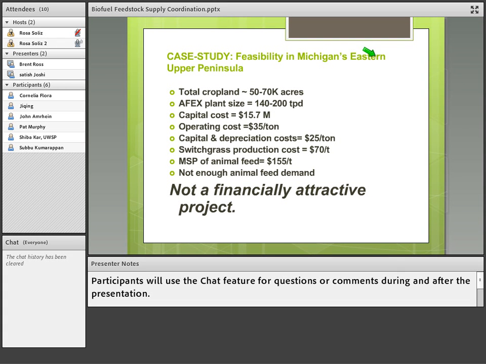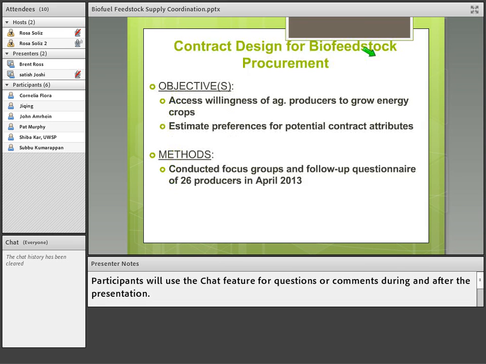So now I'll hand it over to Brent to talk about the next component, which is contract design research. Thank you. So can everybody hear me okay? I'm going to present two things.